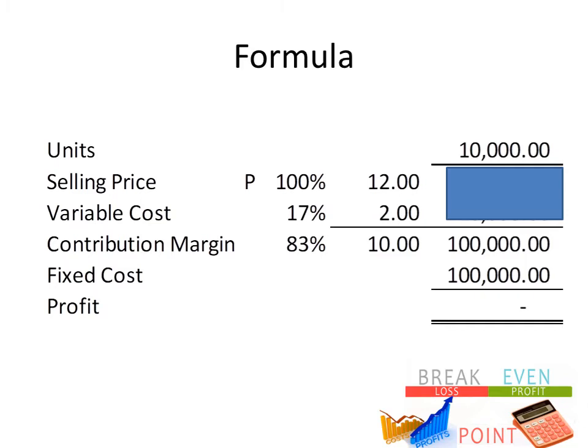Or if you don't want to memorize, you could simply know that break-even has zero profit. So fixed cost should always equal contribution margin. So 100,000 divided by 10 is still 10,000. We just do 10,000 times 12, that's 120,000, and 10,000 times 2, that's 20,000, and the difference is still 100,000. And presto, we don't have to memorize our computation.